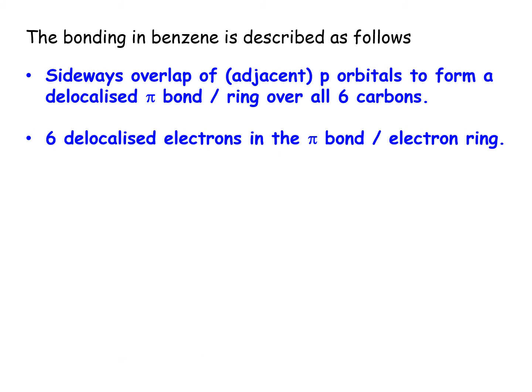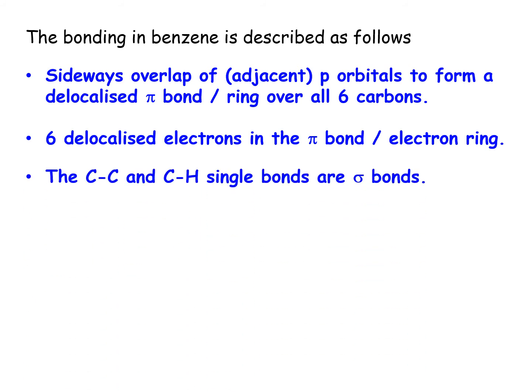There are 6 electrons in that bond. Because you get the area of overlap above and below, a common mistake is to think there are 6 electrons in the top half and 6 in the bottom, making a total of 12. But each carbon only had 1 electron available in its p orbital. So we have 6 delocalized electrons in the pi bond.